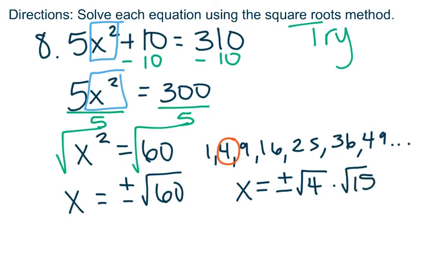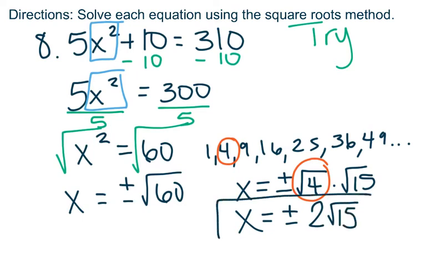Okay, so I know 15 is not a prime number, but you can't break it down any further. Alright, so I can take the square root of 4. So I have x equals plus and minus 2 square roots of 15. So if you got the same answer, yay! If you didn't, maybe you can find your mistake and fix what you're doing wrong.